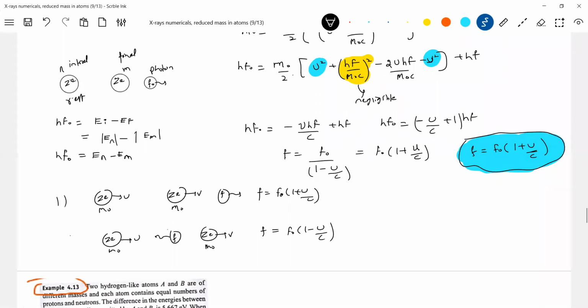This is the first case. Third case, if it is moving, and it ejects a photon normal to the direction of motion, tell me what happened to this frequency. This should be equal to f naught. I'll try to get the core idea. This is the frequency of the ejected photon, and this is the atom.